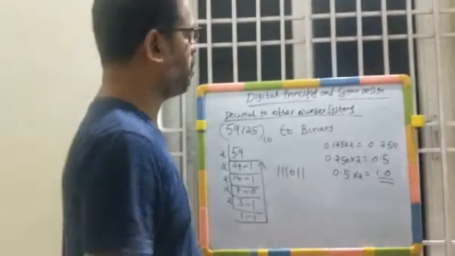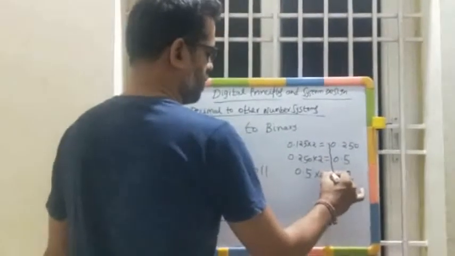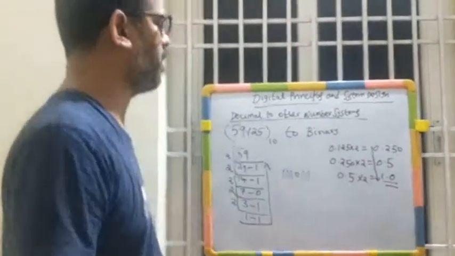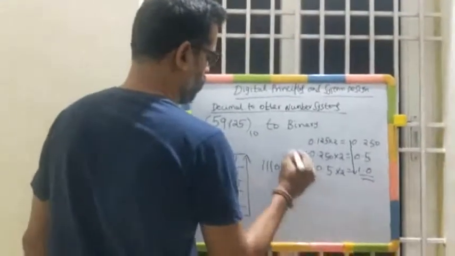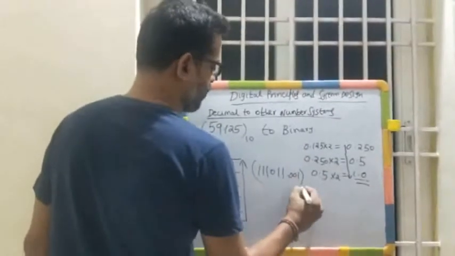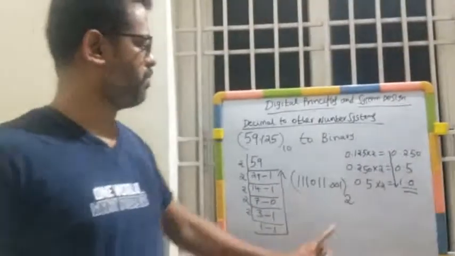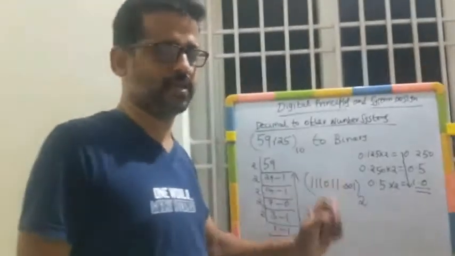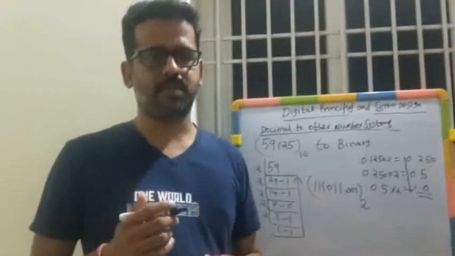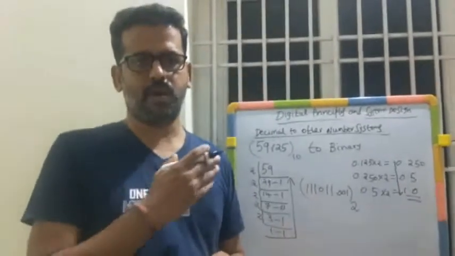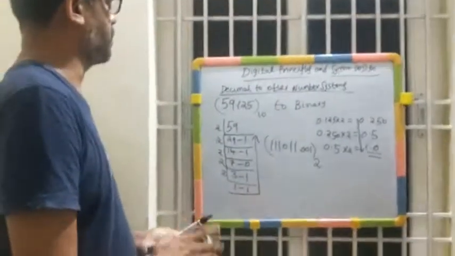Okay. Now we need to write the values in this order while we are writing it for the fractional part. So what is the fractional part value? 0, 0, 1. And put the suffix as the corresponding base. This is a binary number, so we have used the base or radix as the suffix. This is how we need to do it for the other number systems while we are converting from decimal. Now we'll see the other number systems.